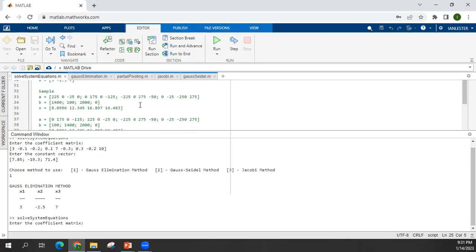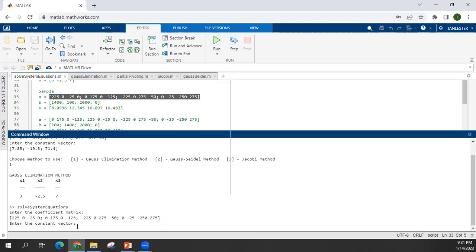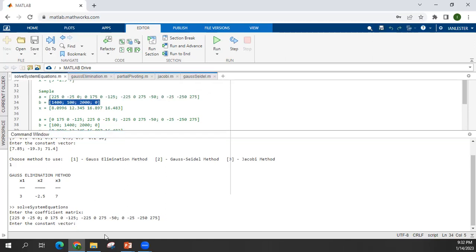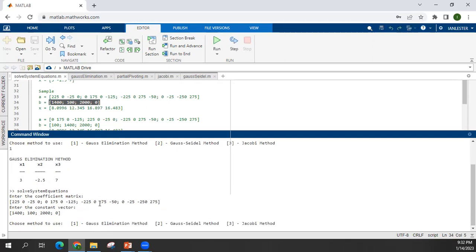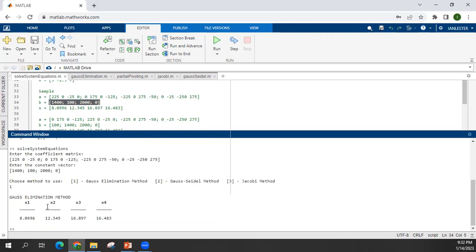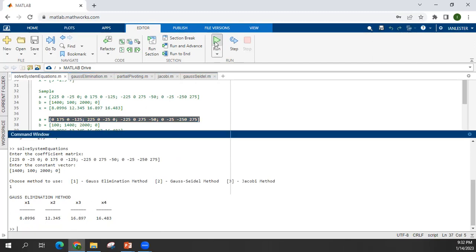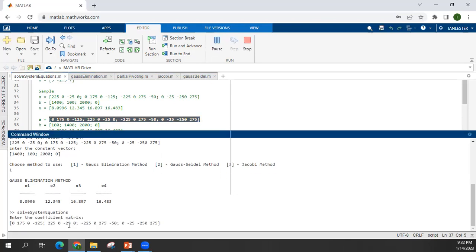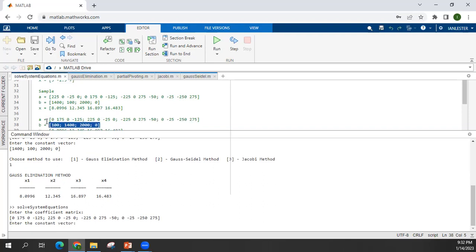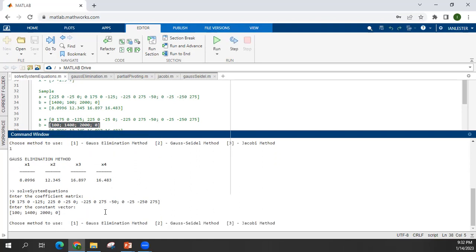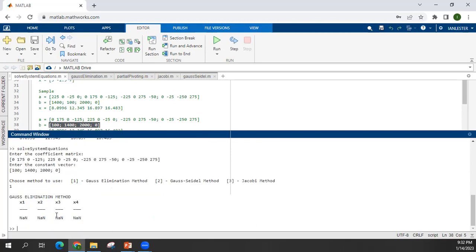Let's try another. So it has successfully given us the solution. Another. This is just the same set of equations, but rearranged. Let's try it. So see, it returns not a number.